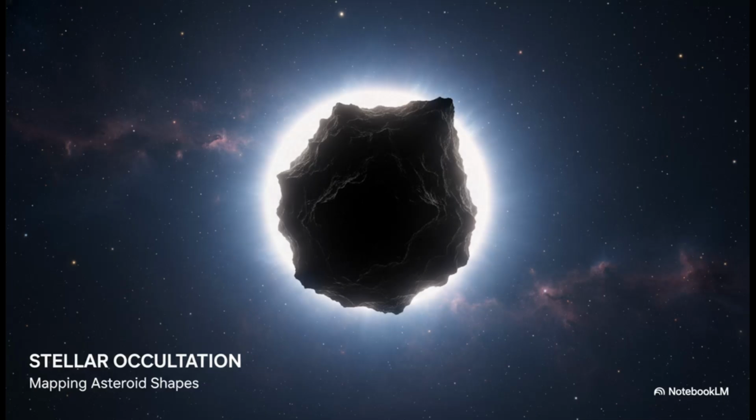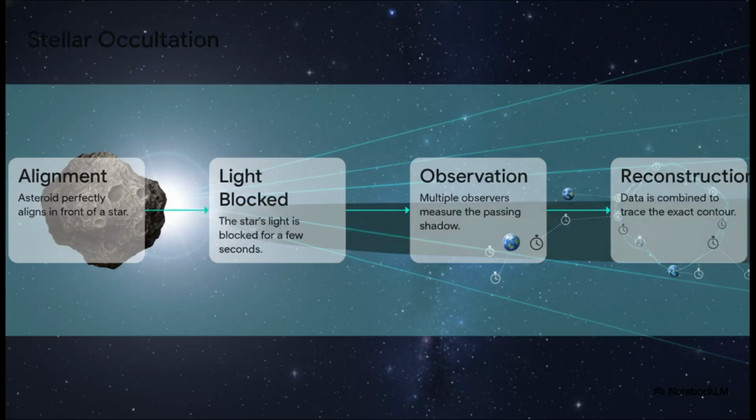Section 4. Shadows and stellar occultations. This next method takes a wonderfully elegant approach, using the light of distant stars. This phenomenon is known as a stellar occultation. Basically, from our perspective down here on Earth, an asteroid will perfectly align in front of a distant star, completely blocking its light for just a few seconds. To catch this, you have multiple observers stationed all across the globe, and they perfectly time exactly how long that star goes dark. By piecing together all those individual shadow measurements from different locations, astronomers literally connect the dots. They reconstruct the exact contour of the rock by drawing its shape entirely out of shadows.